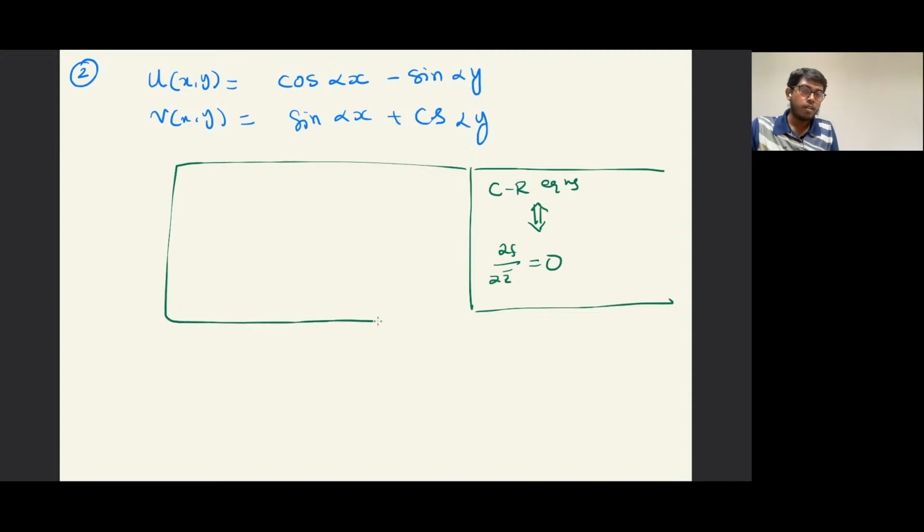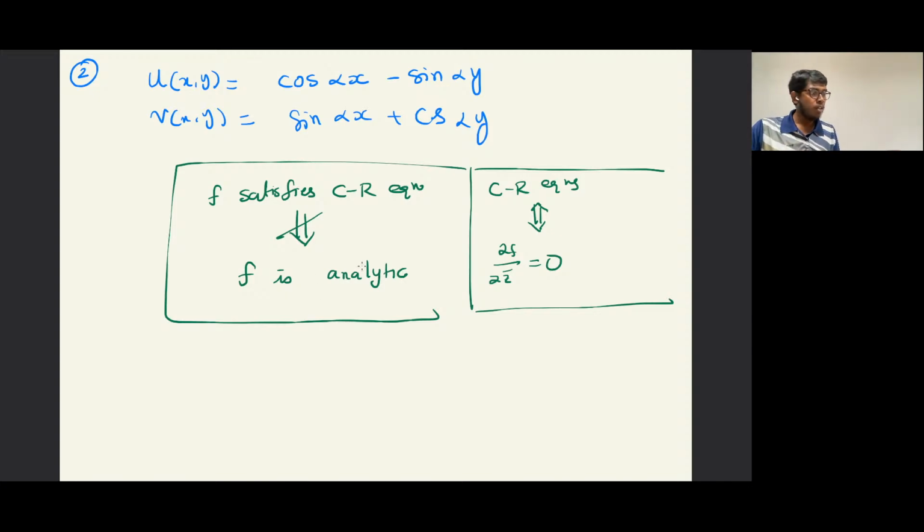That is same as if f satisfies CR equations, this does not imply f is analytic. Okay, this is basically same as f satisfies CR equation means that del f by del z bar equals to 0. Okay, or whatever the two conditions you saw, that ux equals vy, uy equals minus vx, and similarly the r theta. So f satisfies the CR equation is same as del f by del z bar equals to 0. But satisfying the CR equation does not guarantee the analyticity.